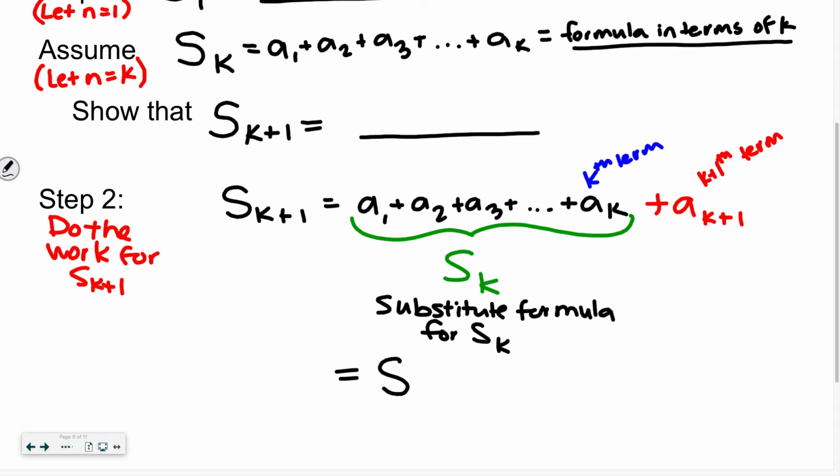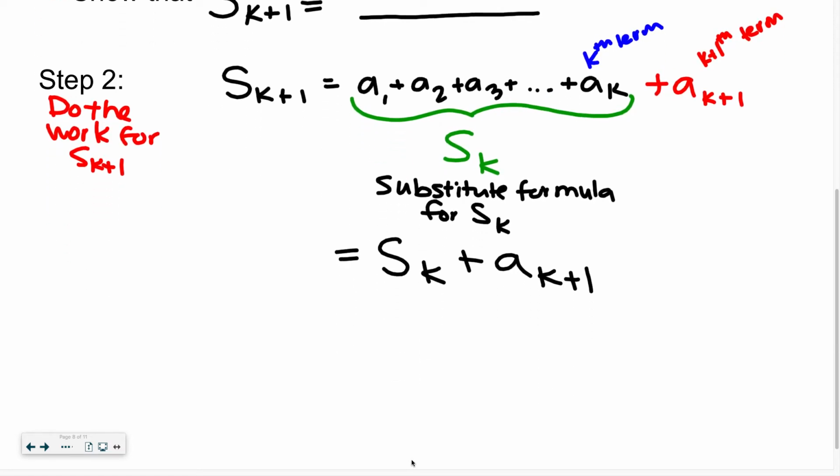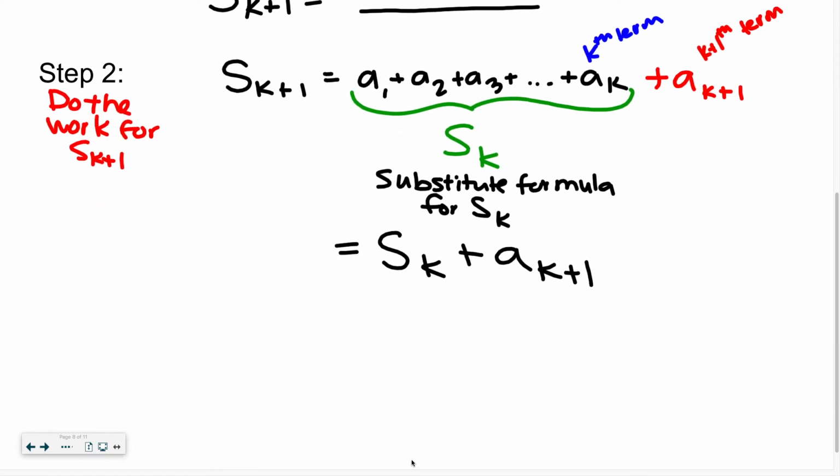Which means the next line will be S sub K plus A sub K plus 1. So instead of having all those things get added together, you're really only adding two things. The formula for K terms and the extra k plus 1 term that you would be adding to it.